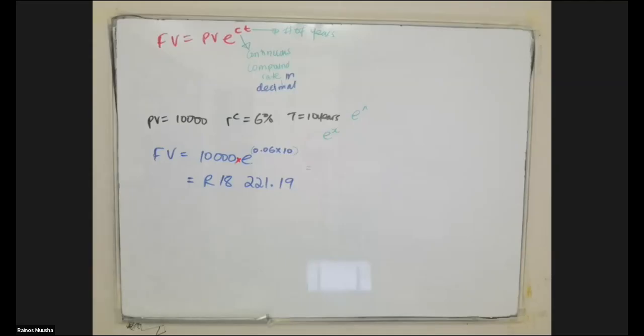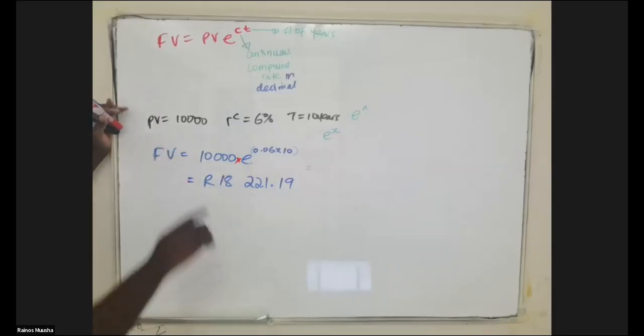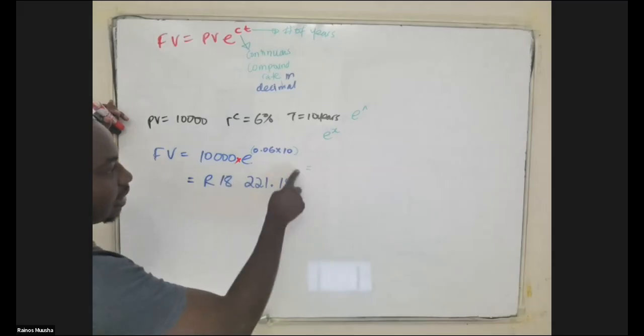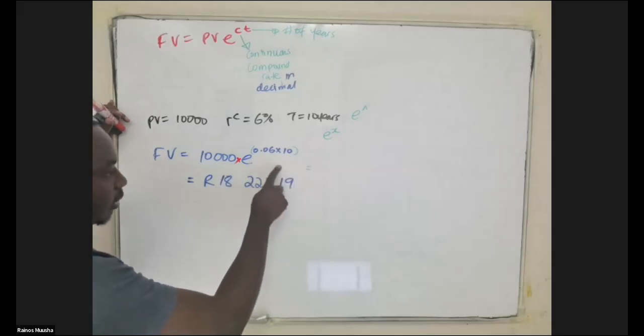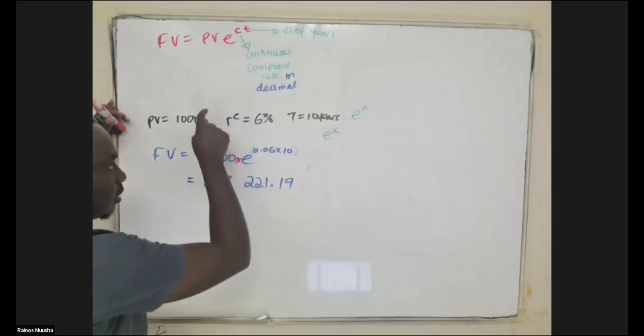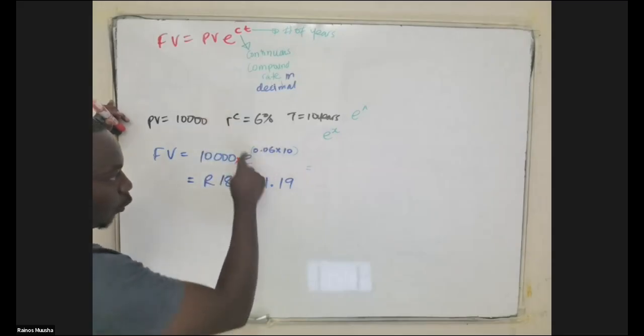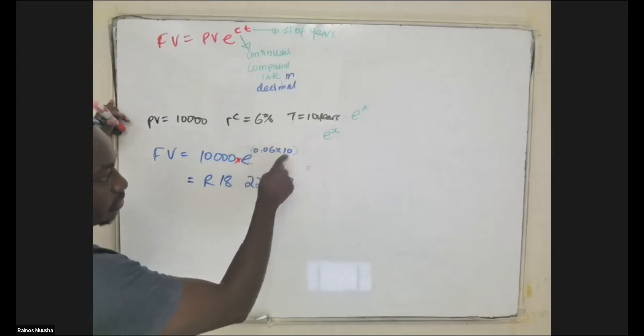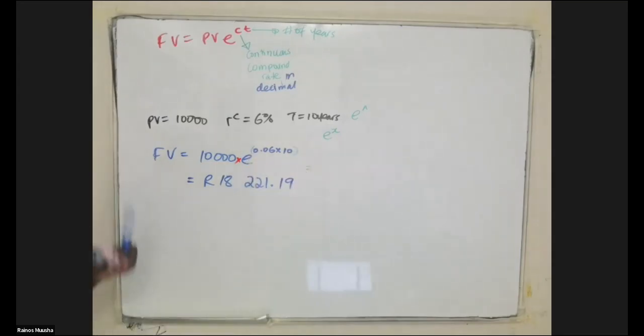I'm lost. My answer gives me an error. Which calculator are you using? Sharp. You said 10,000 and then? I said 10,000. I press PV. And then you don't have to press PV. You punch it directly as is. So with the Sharp calculator, you say 10,000, second function, e of x, open brackets, 0.06 times 10, close brackets, equals.